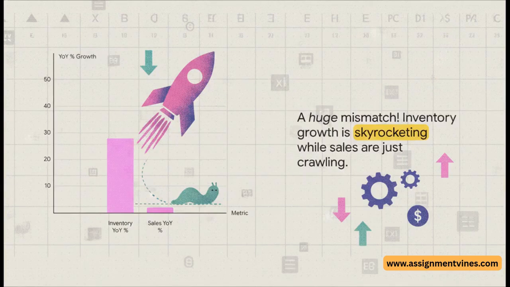And look at this. This chart just puts it in neon lights. You've got inventory growth exploding at 28%, while sales are barely moving at 2%. That huge gap tells a story all by itself. It makes the problem so obvious, you just can't miss it.